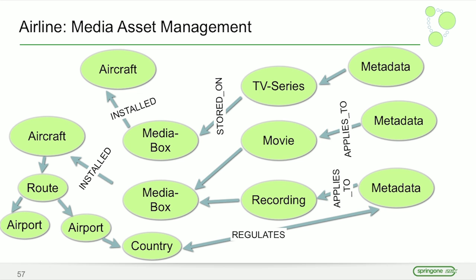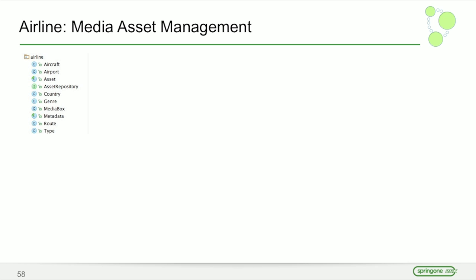So you have movies, TV series, recordings, and things like that, which are stored on media boxes, which are installed in aircraft. And the aircraft is on a route from some airport to another airport. That's where the legal stuff with flying over countries comes in. And the metadata is something like licenses, publication rights, all this other stuff, screen formats for aircraft types, and all the other things that they have. All these connections are leveraged for certain use cases they do on top of this domain model.